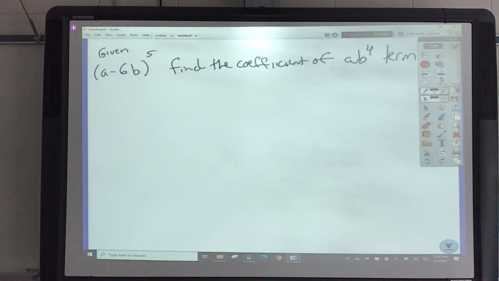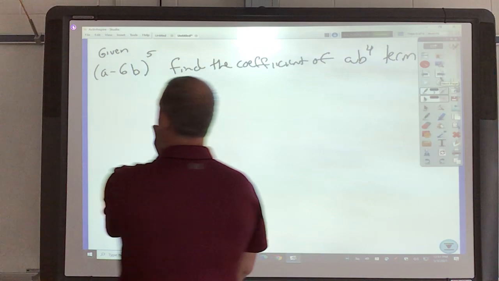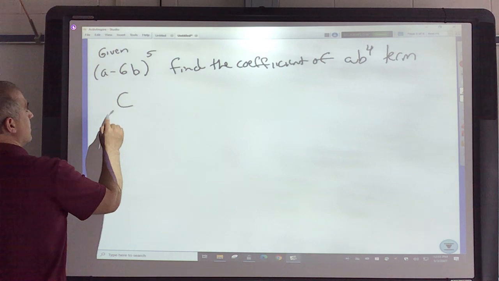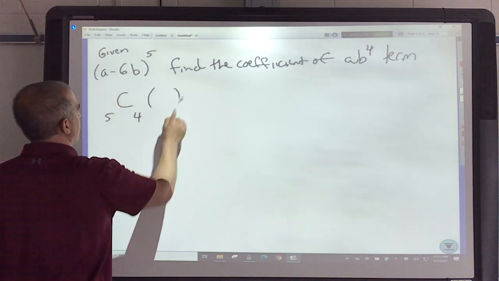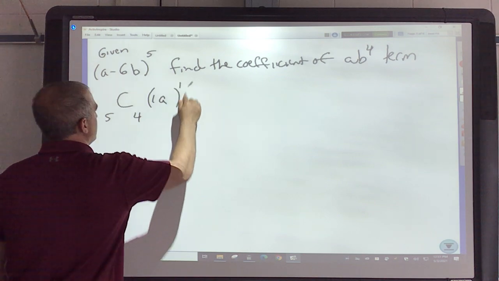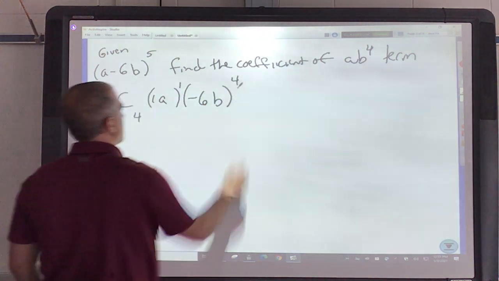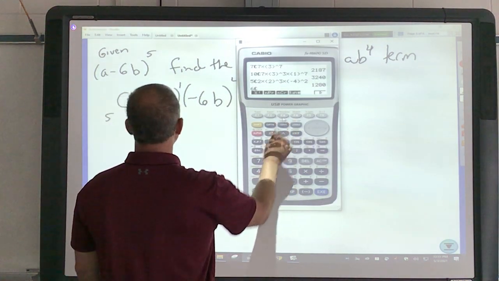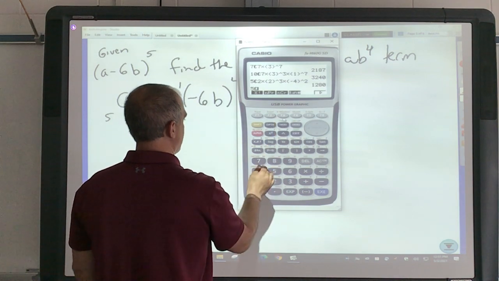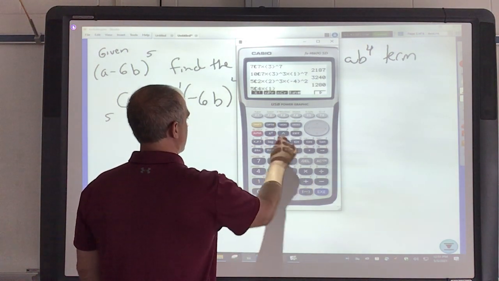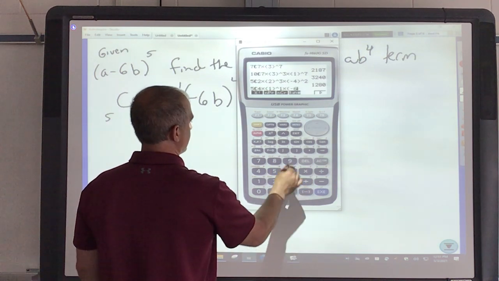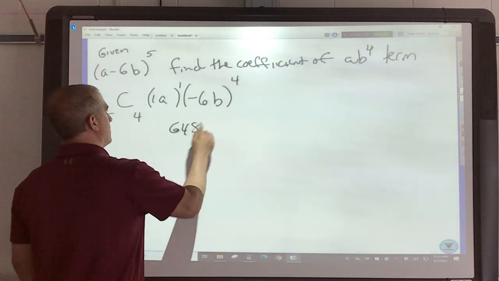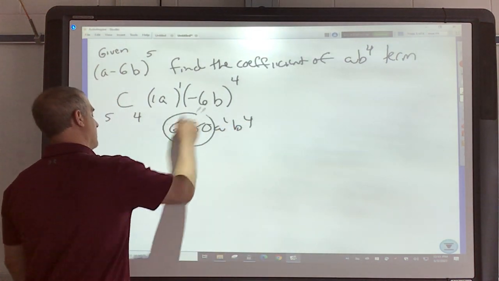All right? Find the coefficient of the a to the b fourth term out of this. So what I know is, because it's b to the 4, then I'm going to be in the 5 choose 4 area, where I've got 1a to the first, -6b to the 4th. All right? And so, very simply, all right, 5 choose 4 times 1 to the first times -6 to the 4th. So got 6480 a1 b4, and that's the only part they're looking for.